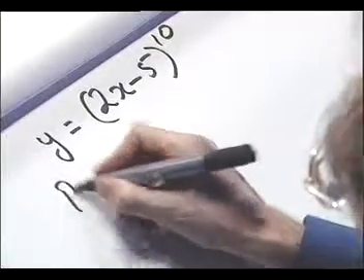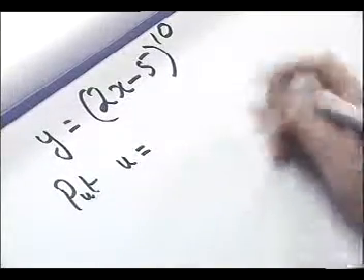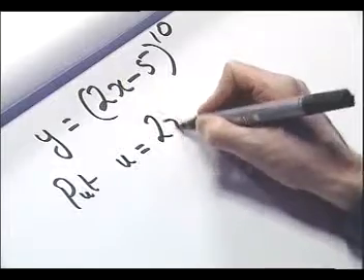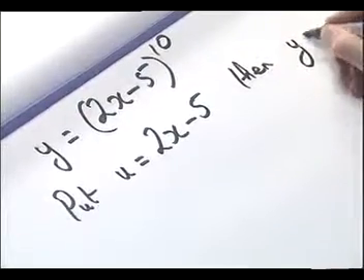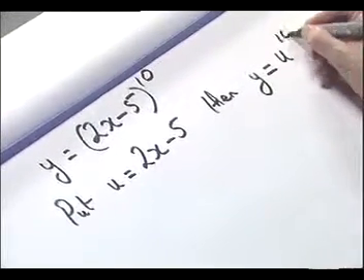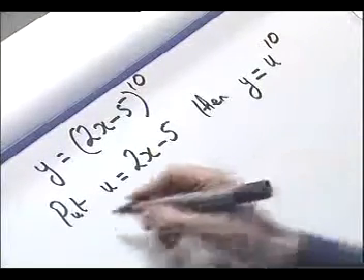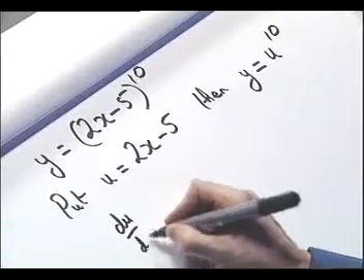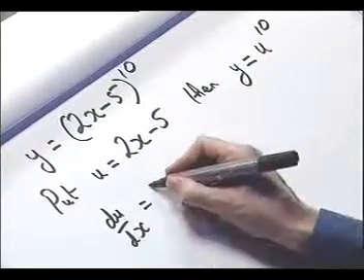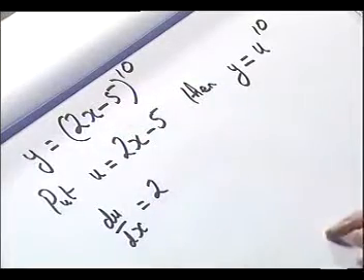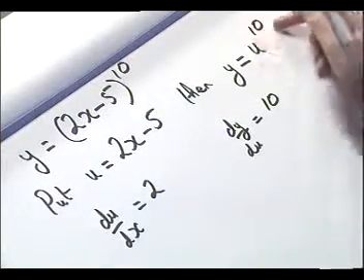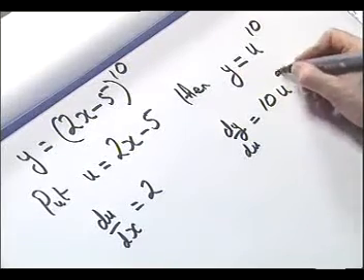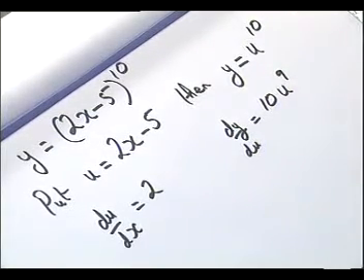So let's use function of a function. Here we will put u equals this bit inside the bracket, 2x minus 5, and then y is equal to u to the power 10. I can now do the differentiation of the little bits. du by dx is just 2, the derivative of 2x just giving us 2, and dy by du is 10. We multiply by the index, u to the power 9. We take 1 away from the index.